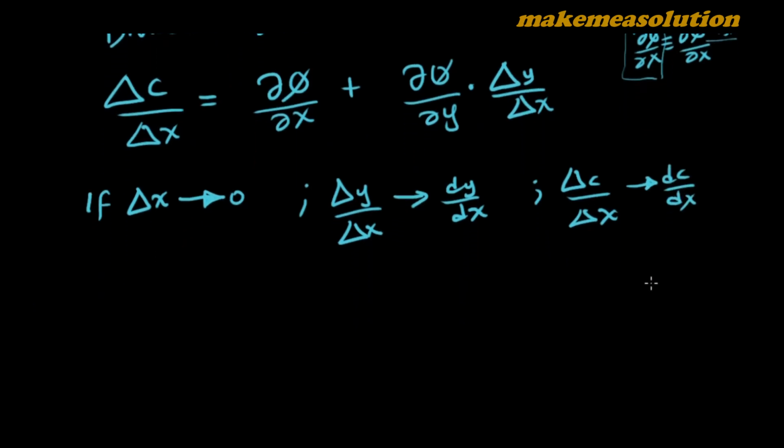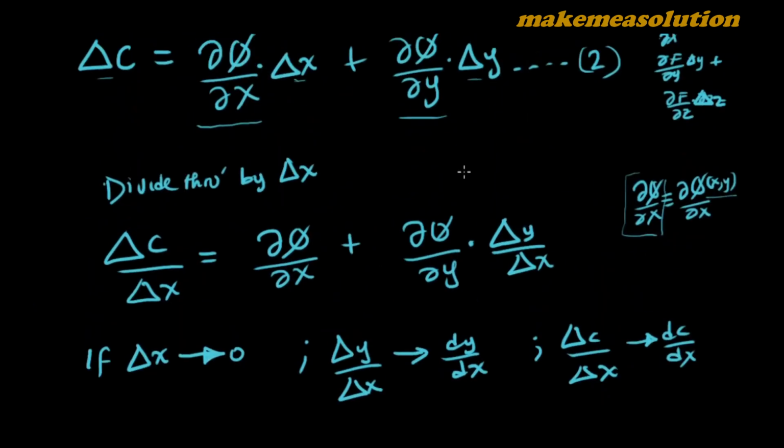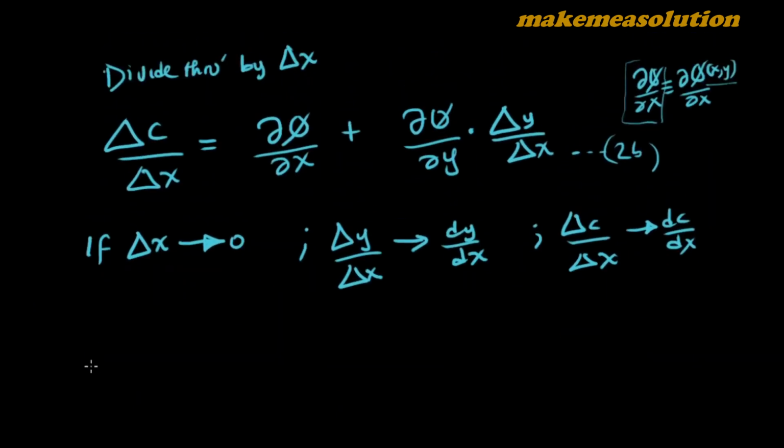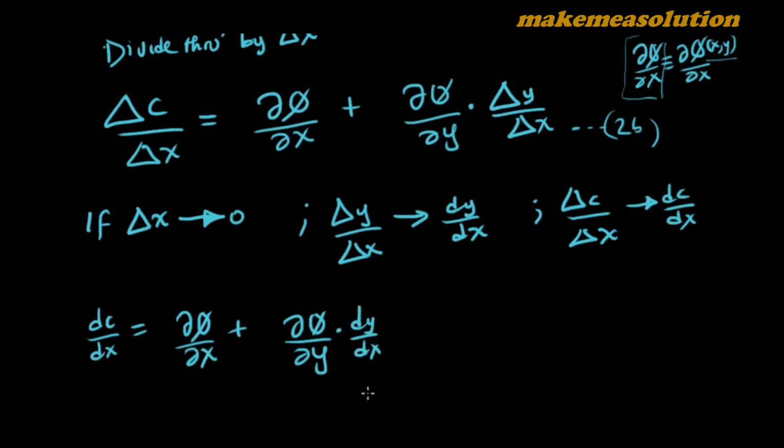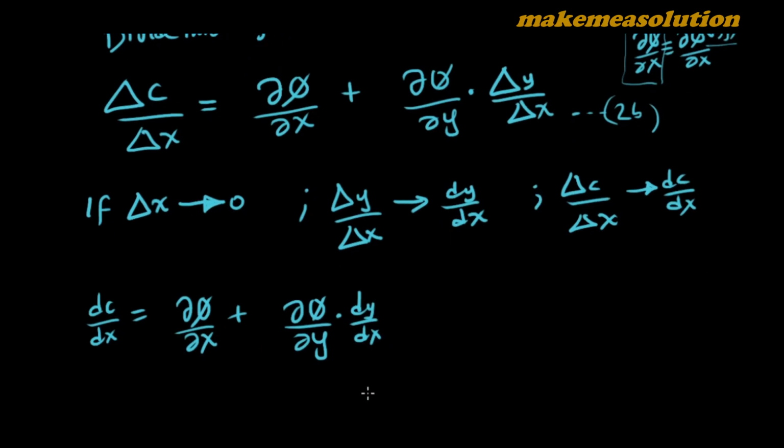So we can now replace delta y over delta x with dy dx and delta c over delta x with dc dx in this particular equation. I can call this equation 2b. So if I replace it, you now discover that I have dc dx is equal to del phi del x plus del phi del y times dy dx. So this is equation 3.